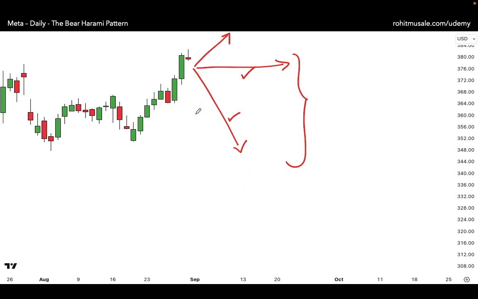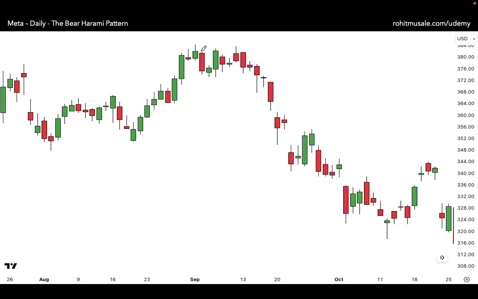The high of the bear Harami does not become resistance, and this is a good point to take at least a partial exit, and you will understand why I say that. So let's look at what happens next on this chart. So as you can see, I told you it can either go sideways or it can go down. Okay, in this case it went sideways and then went down.